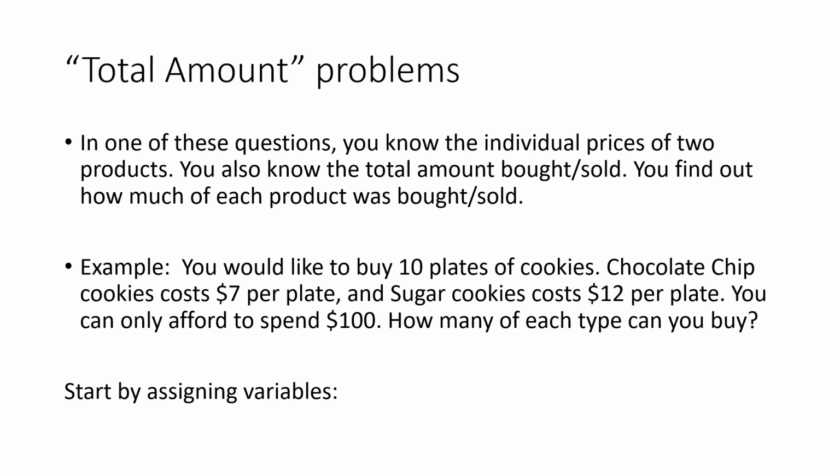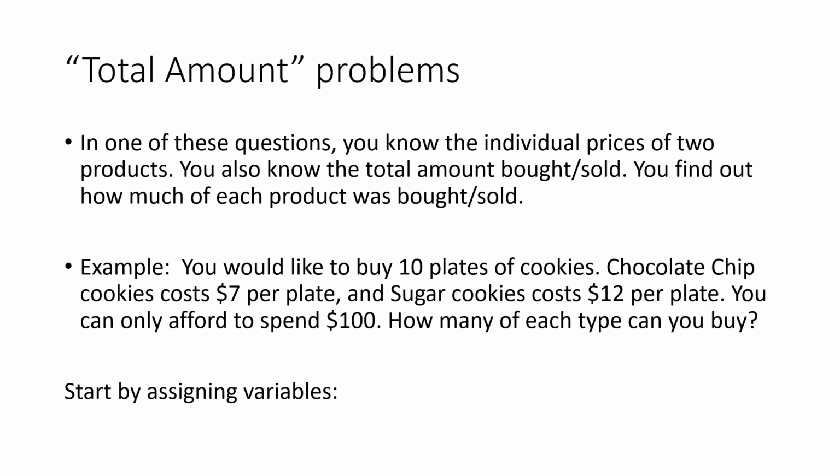Okay, so here's an example. You'd like to buy some plates of cookies, 10 to be exact. And there are different prices. Chocolate chip cookies cost this and sugar cookies cost this, but you have a budget. You can only afford $100. So how many of each type could you buy? If you're planning for a party or something like that, you're trying to figure out how you could maximize your budget here.